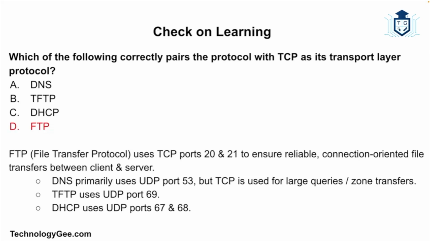And the correct answer is FTP, or File Transfer Protocol, which uses TCP ports 20 and 21 to ensure reliable connection-oriented file transfers between clients and servers. DNS primarily uses UDP port 53, but TCP is used for large queries and zone transfers. TFTP uses UDP port 69, and DHCP uses UDP ports 67 and 68.